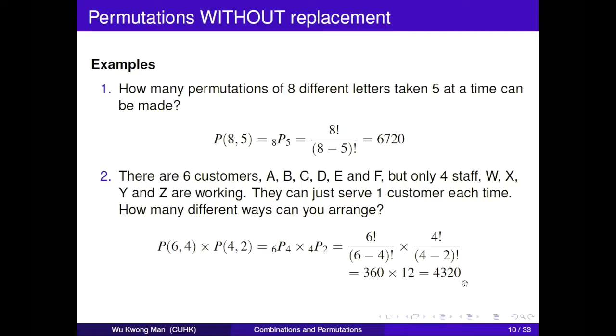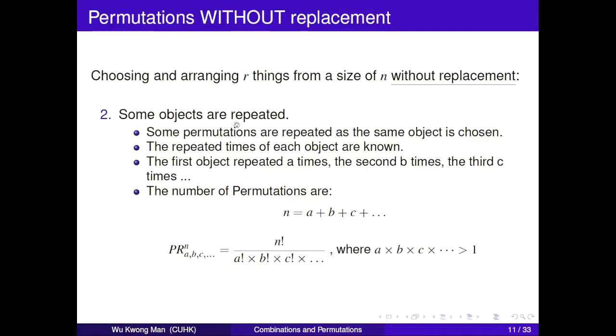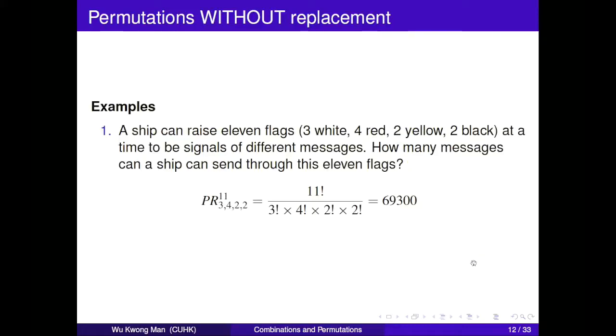For the second case of permutation without replacement, some subjects in the population are repeated, so some permutations are repeated too. In this case, the repeated times of all subjects are first known. For instance, the first element repeats A times, the second B times, the third C times, and so on. The total number of selections is A plus B plus C till the end, equal to n. And the number of permutations is n factorial over A factorial times B factorial times C factorial, etc., where A times B times C and so on is larger than 1. Then we have an example to illustrate this case.